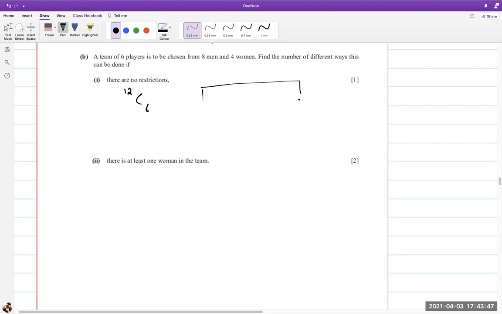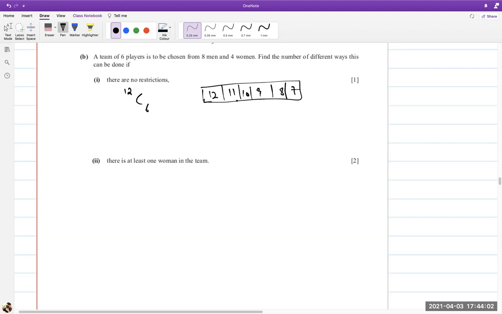Or another way to do this is that you can say, okay, I have 6 slots. And in the first one, I have 12 people to choose from. In the second, I have 11. In the third, I have 10, 9, 8, and 7. Multiply them all, and you get this.